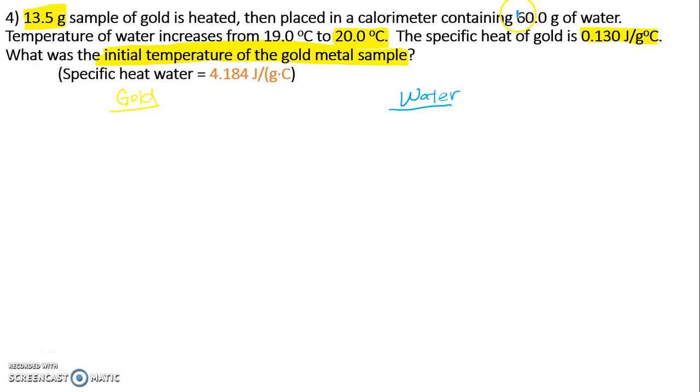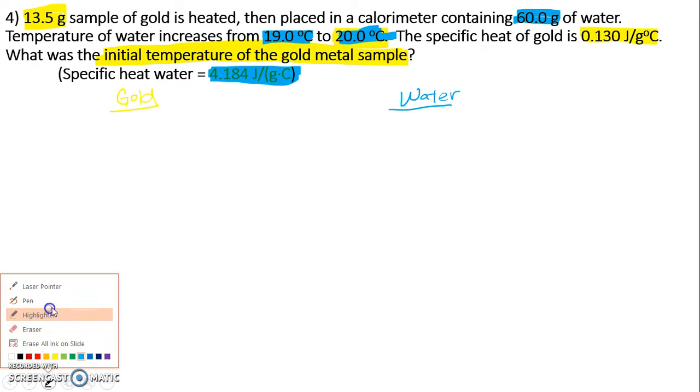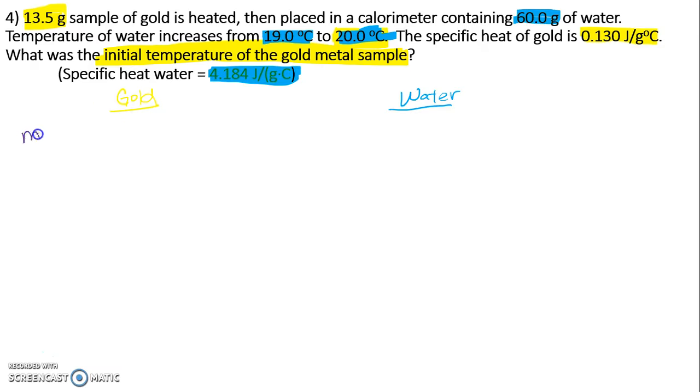Now I'm going to highlight any of my givens for my water. So my water was 60 grams. It was heated from 19 degrees Celsius to 20. And this is a little bit blue now. And then the specific heat of water is 4.184. So I'm just going to set up my table of values. So I've got MC delta T, and then MC delta T on this side as well. And that got a little sloppy, I'm sorry.